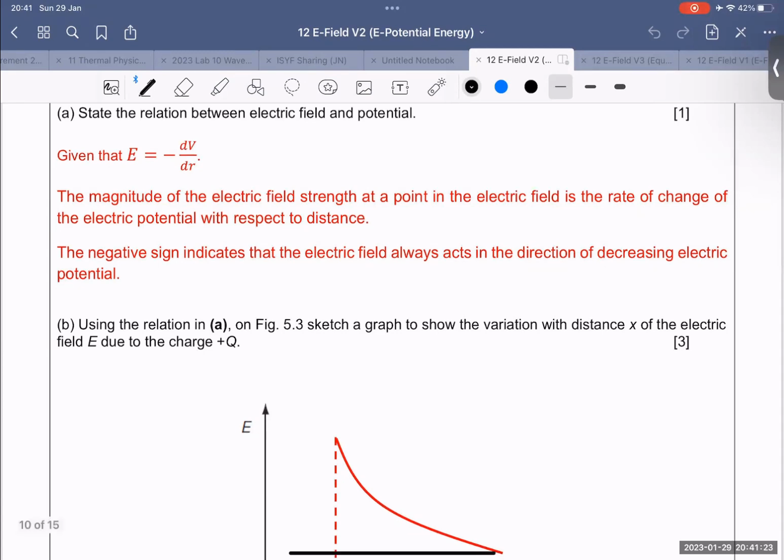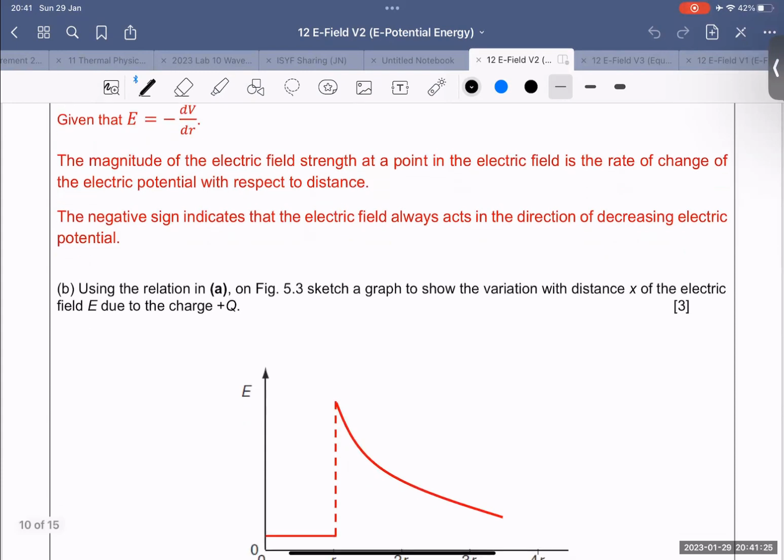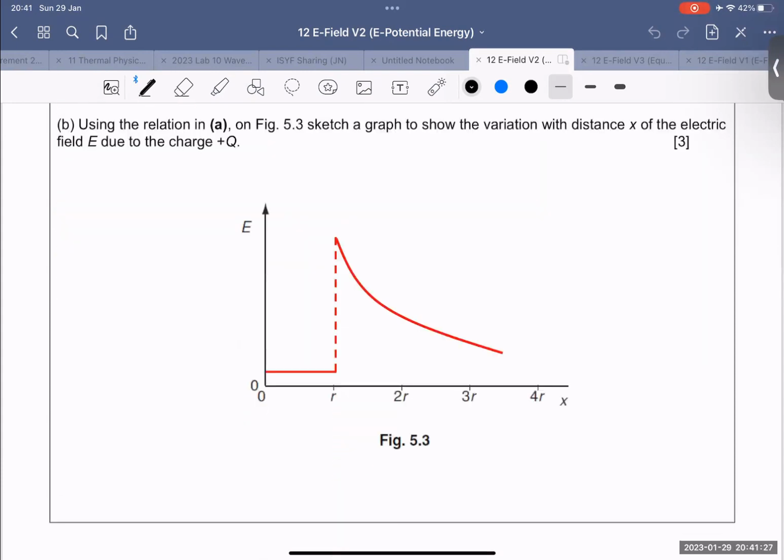B, using the relation in A, sketch a graph to show the variation with distance x of the electric field due to the charge plus q. Inside the sphere, the electric field is 0, and outside, the electric field follows 1 over r squared.